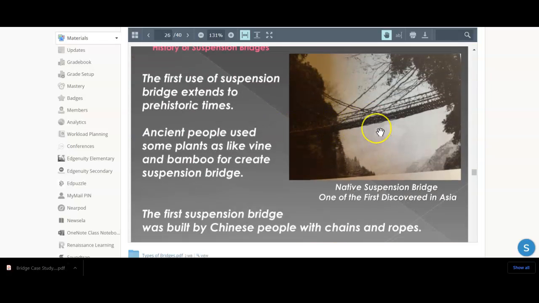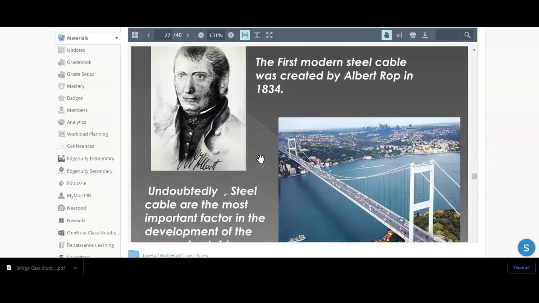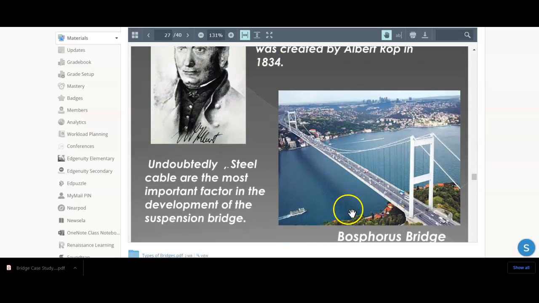And then you have suspension bridges. Suspension bridges started out with the rope and wood planks. And you may have seen these in the movies where people are hesitant to cross these old rope and wood plank bridges because they're afraid that if they step on one, and they always fall through in every single movie. Yeah, that's pretty much how we got the idea for the suspension bridges. But it wasn't really feasible until this gentleman right here, Albert Rupp, created the steel cable.